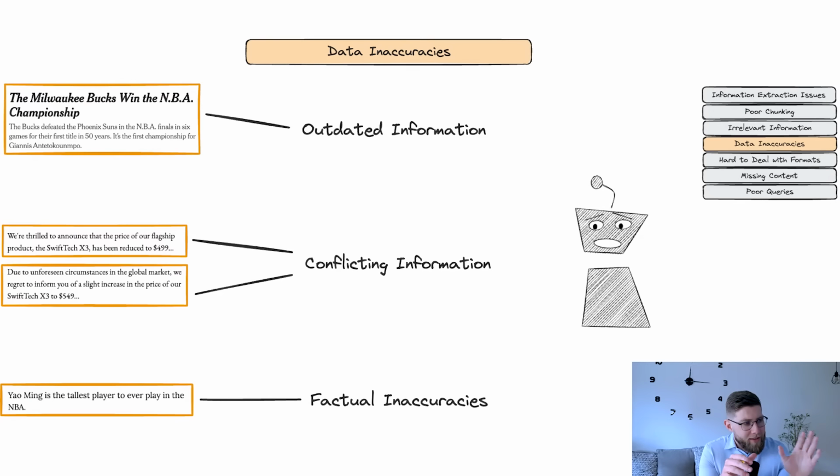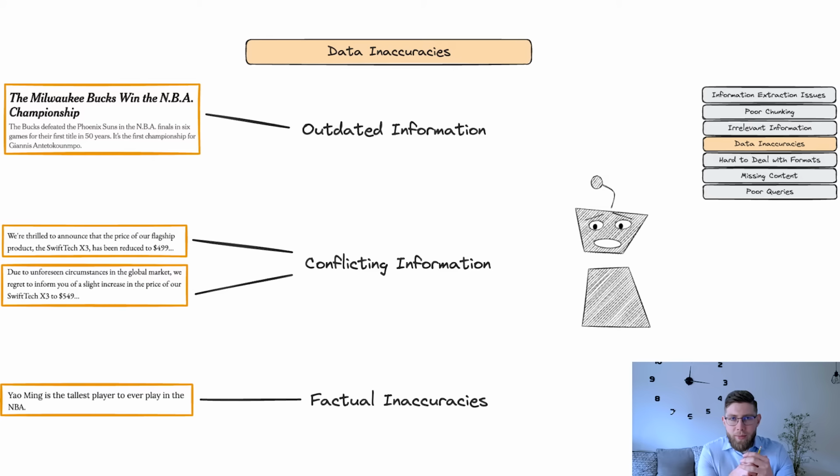Next one, data inaccuracies. Now, an assumption we see made very frequently is that our raw knowledge base or our content is good, is perfectly accurate. All the information in there is relevant and accurate on a given date. But we see that that is simply not the case in the majority of examples. And here I have 3 different examples of data inaccuracies.